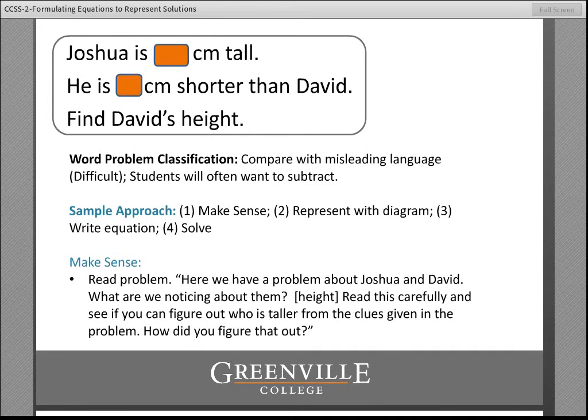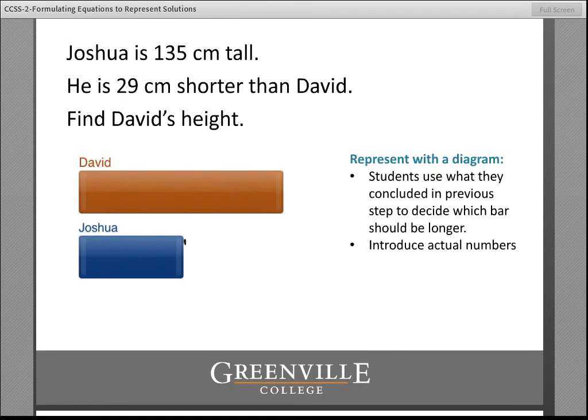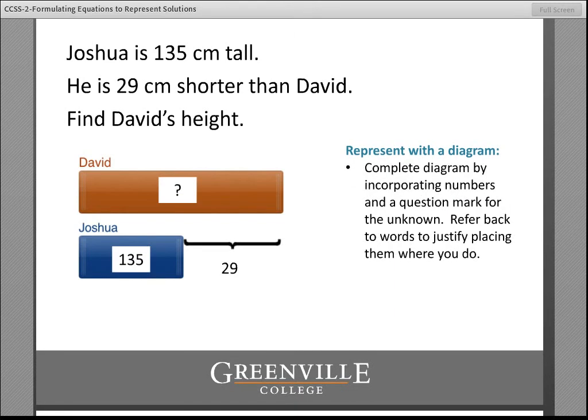By the time the dialogue finishes then, I expect learners to be able to tell me which boy is taller and to help me decide which boy goes with which of these 2 bars that I'm going to use to represent their height. And now I reveal the numbers and ask them to help me think about where these numbers could be placed on our diagram.